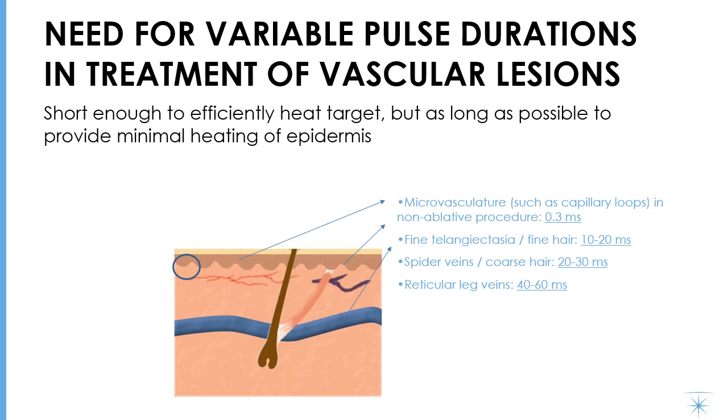What about the blood vessels? Even for blood vessels, we might need different pulse durations. So if we are trying to target the microvasculature, like capillary loops in cases of non-ablative rejuvenation, we need a short pulse duration, about 0.3 to 0.6 milliseconds. If we want to treat fine telangiectasia, then maybe it's 10 to 20 milliseconds. For spider veins, 20 to 30 milliseconds. For reticular leg veins, maybe 40 to 60 milliseconds. And as we can see, the smaller the structure of the target, the shorter the pulse duration, and vice versa. So it's very important to respect the size of the target and choose the right and appropriate pulse duration according to that.